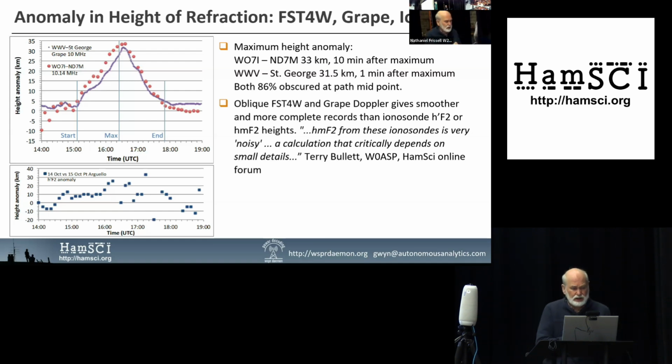But look at the graph below. That's the change in height from the Point Arguello ionosonde. It has data dropouts. I've got no idea really as to when the peak was from that. So these measurements that the amateur community is making is in fact more useful than the immediate data from that ionosonde.